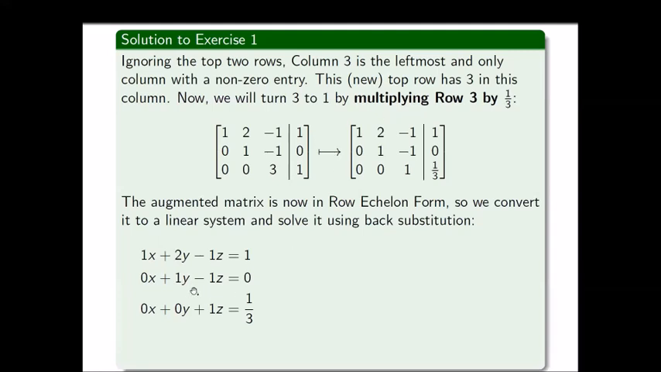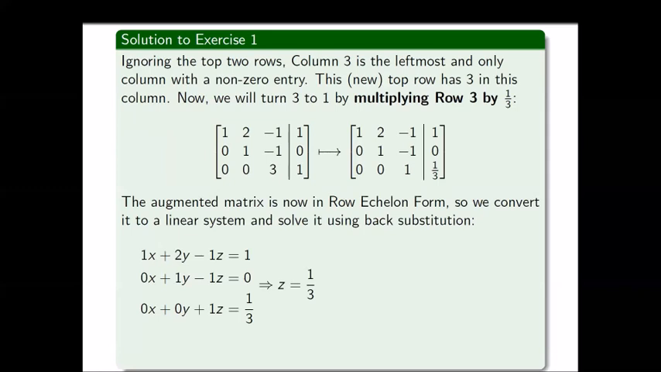So we convert this into a linear system and solve it using back substitution. This matrix now becomes the system of equations. So we get x plus 2y minus z equal to 1. We get 0 plus y minus z equal to 0. And we get 0 plus 0 plus 1z equal to 1/3. So the last equation, the bottom equation, directly gives us z equal to 1/3.